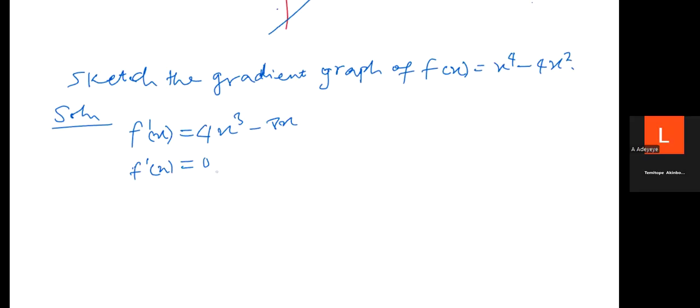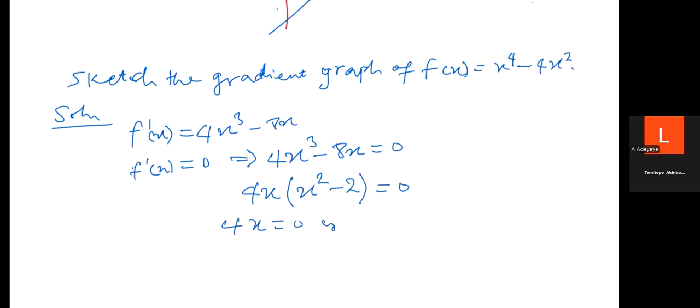So this should be 4x cubed minus 8x equals 0. Factor out 4x. So that gives you x squared minus 2 equals 0. So 4x equals 0 or x squared minus 2 equals 0. That's the standard way of going. If you just take one of the parameters to the right, you are going to get one.